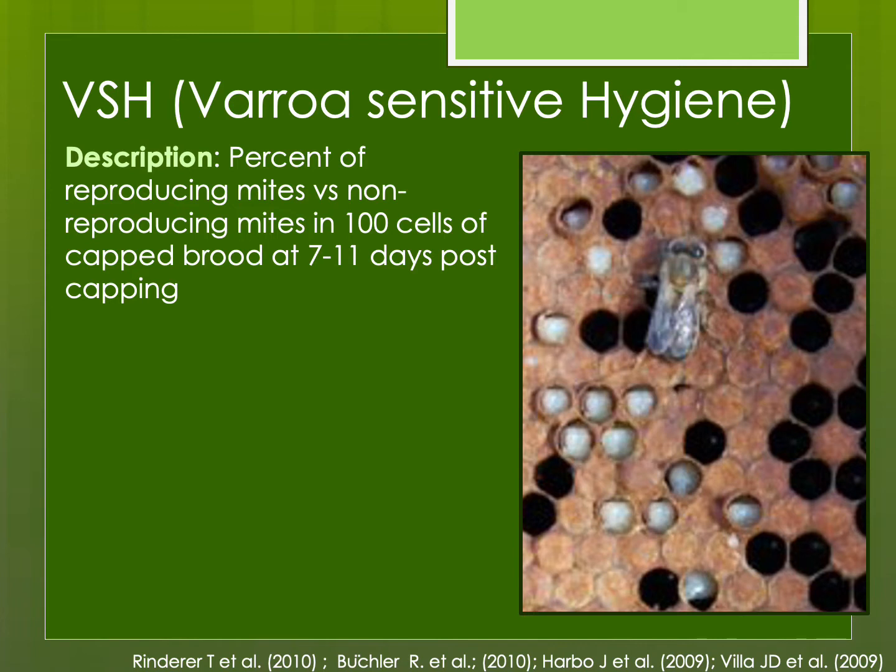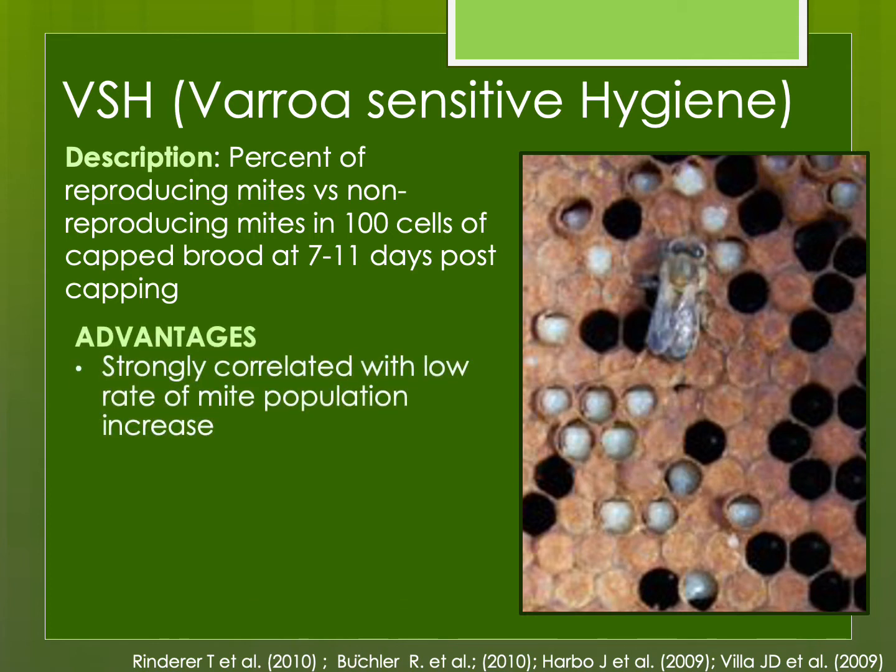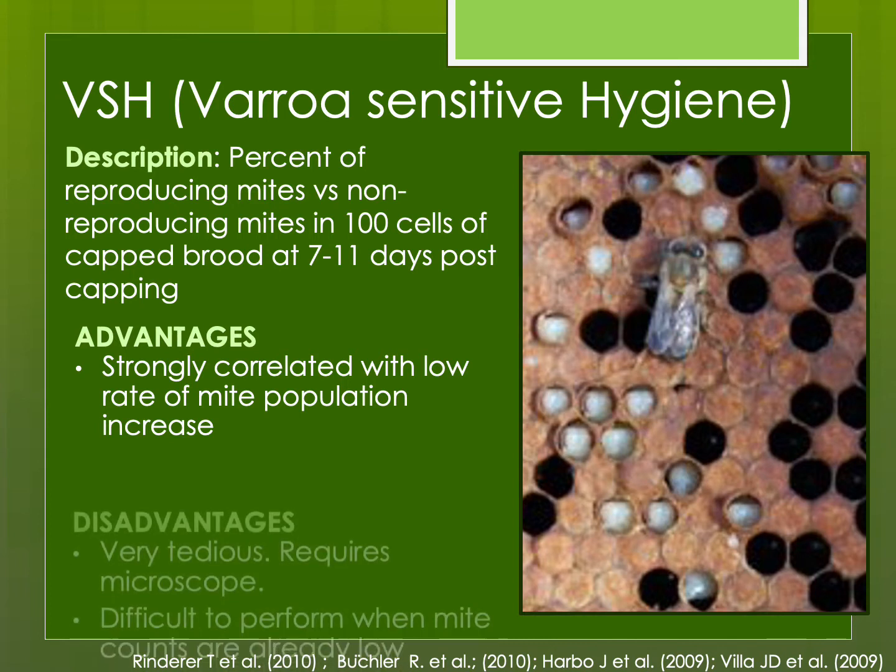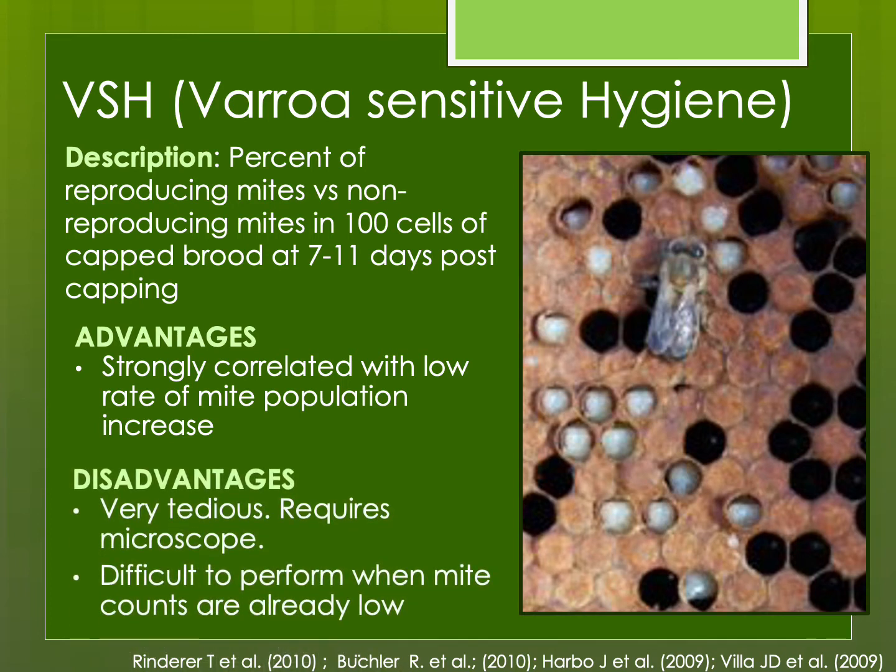This was developed by Harbo and is considered the gold standard to evaluate the VSH trait. It's strongly correlated with the low rate of mite population increase, but it also is very tedious. It requires some microscope skills. And if the mite counts are already pretty low, it's hard to get a good amount to compare one colony that has VSH versus colonies that don't.